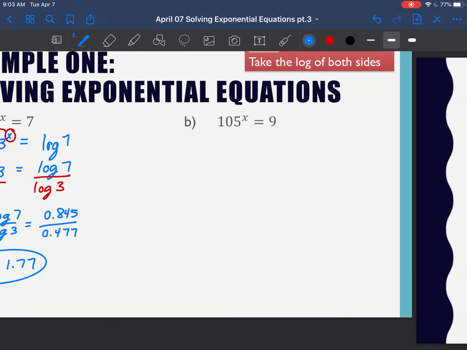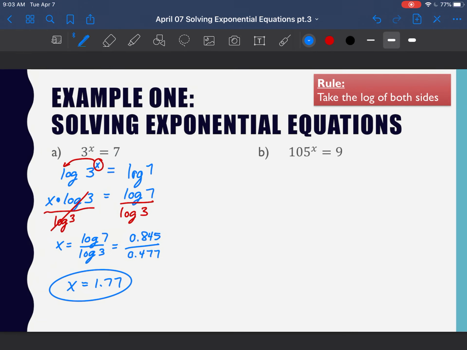So let me show you another example. That way you've seen the same thing a couple times. So I have 105 to the x. There's no logarithms here. Can't change the 105 to match the 9. So I'm going to take the log of both sides. So log 105 to the x equals log 9.